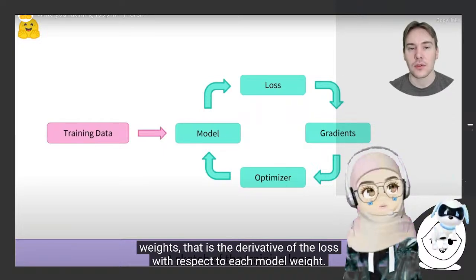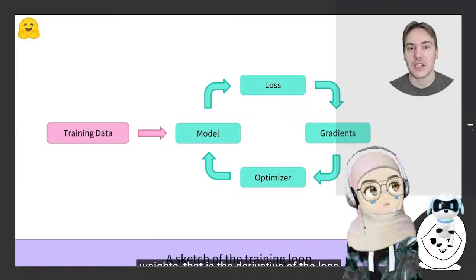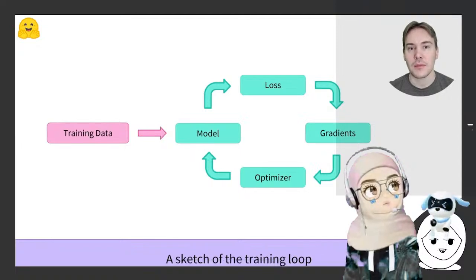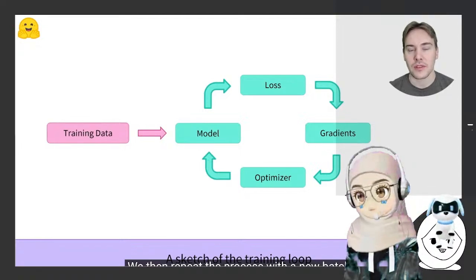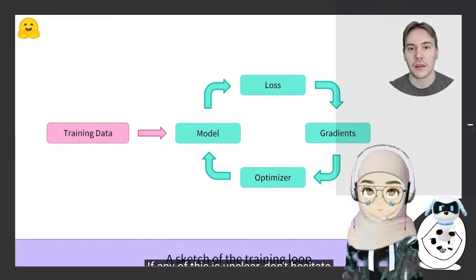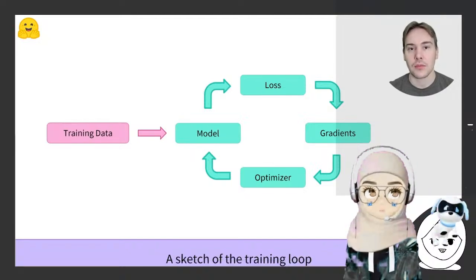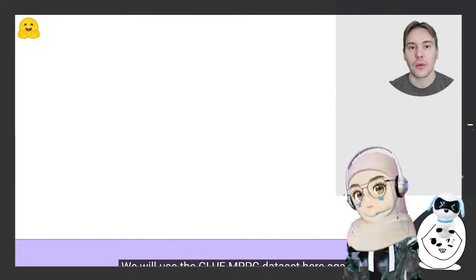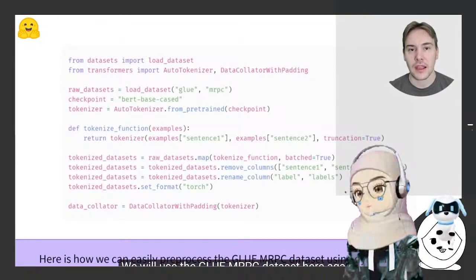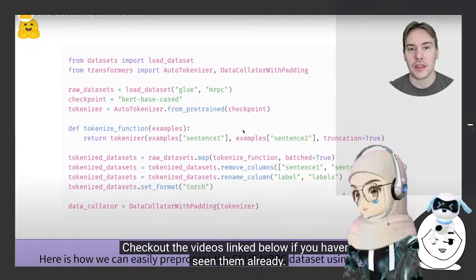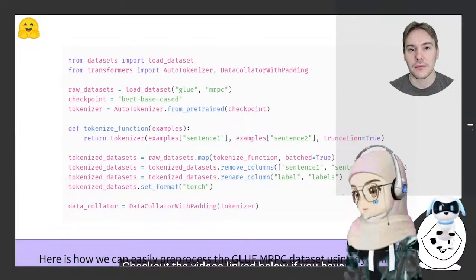That is, the derivative of the loss with respect to each model weight. Those gradients are then used by the optimizer to update the model weights and make them a little bit better. We then repeat the process with a new batch of training data. If any of this isn't clear, don't hesitate to take a refresher on your favorite deep learning course. We'll use the Glue MRPC dataset here again, and we've seen how to preprocess the data using the datasets library with dynamic padding. Check out the videos linked below if you haven't seen them already.